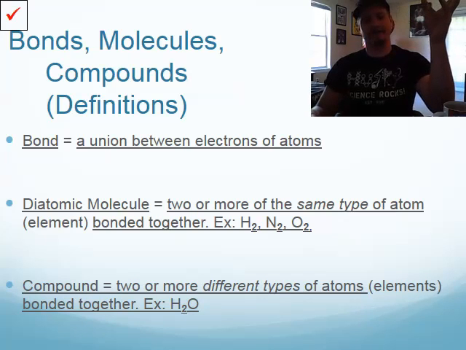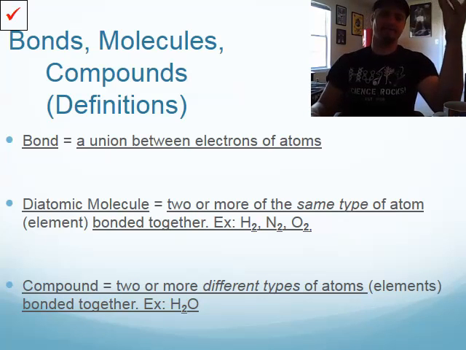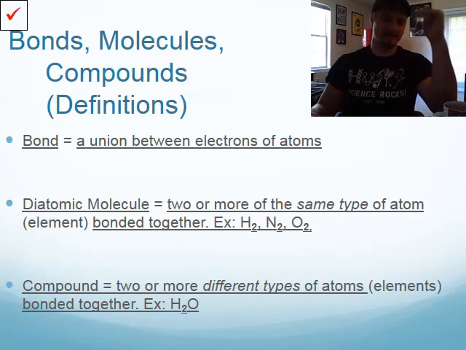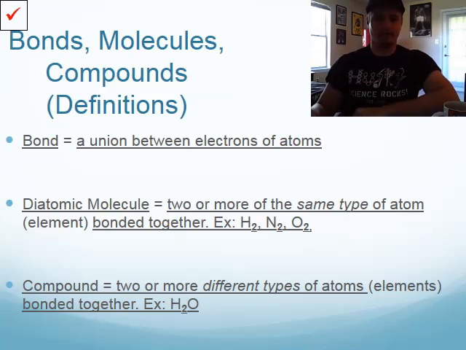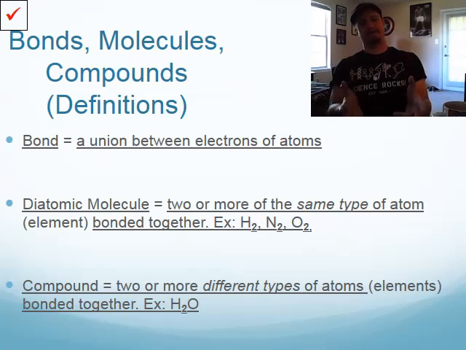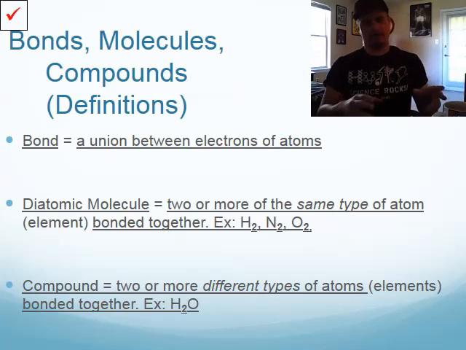A compound, on the other hand, is 2 or more different types of atoms or elements bonded together. So here we have H2O, which is 2 atoms of hydrogen and 1 atom of oxygen. Diatomic molecule, two of the same. Compound, two different.